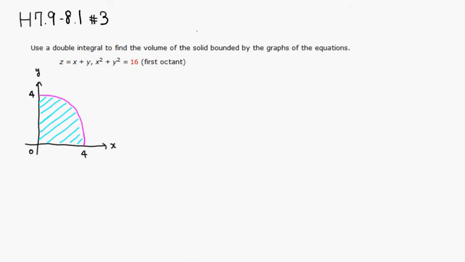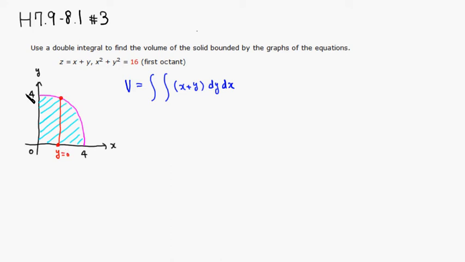So the volume V can be found by the double integral of this function x plus y. You can do it with respect to y or with respect to x first. I think it's not going to matter too much. I'll do it with respect to y first. For fixed x, I'm going to fix x. Then you can see that this is going to start from y equals 0 and go all the way up to this circle.